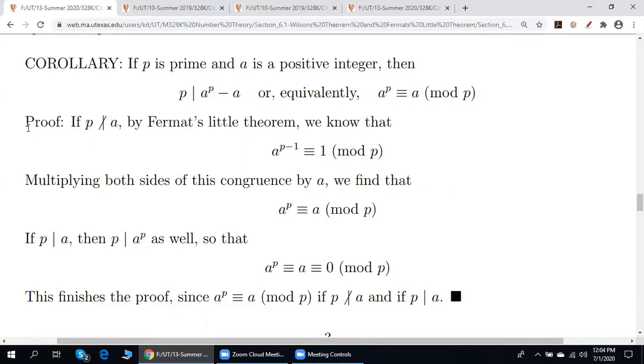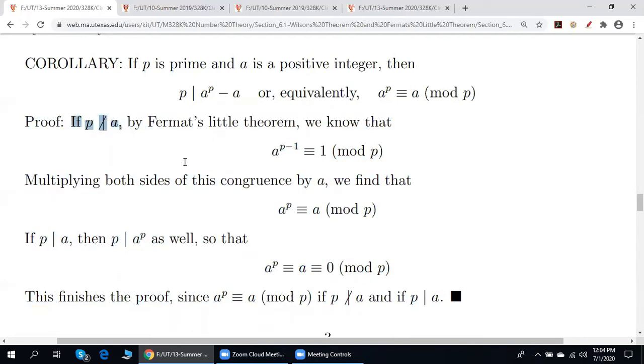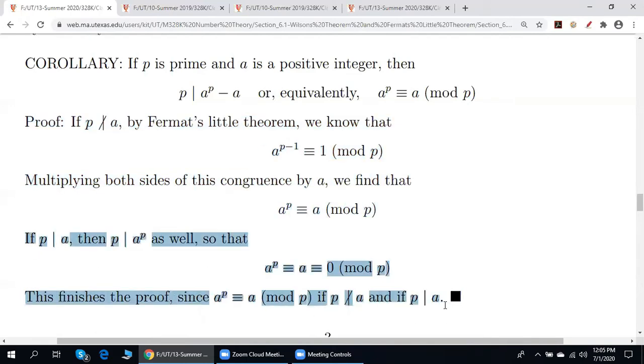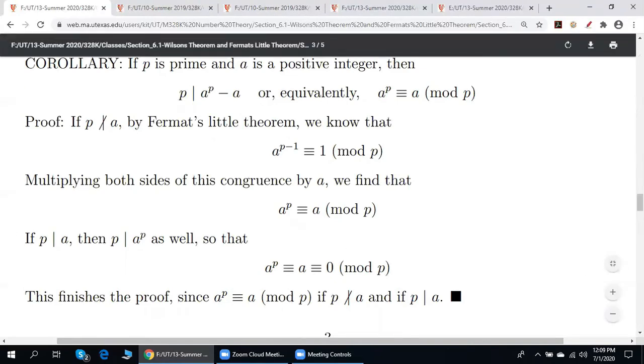Oh, yeah. So the proof consists of two parts. Part number 1, suppose P does not divide A. Part number 2, suppose P divides A. In case number 1 and case number 2, we deduce this in two fundamentally different ways. Does this answer your question? Yeah, it does. Why wouldn't this work if P was composite?